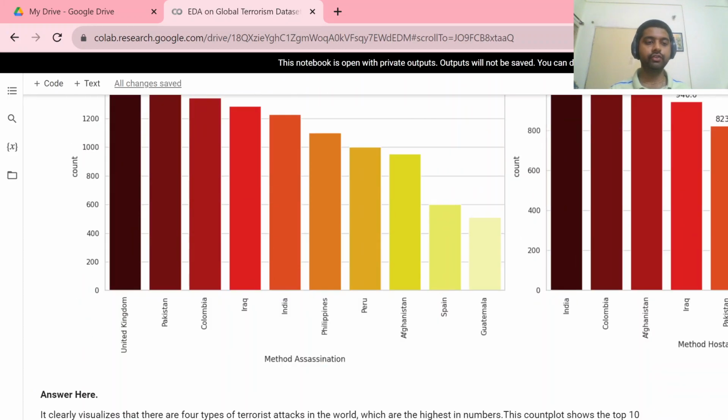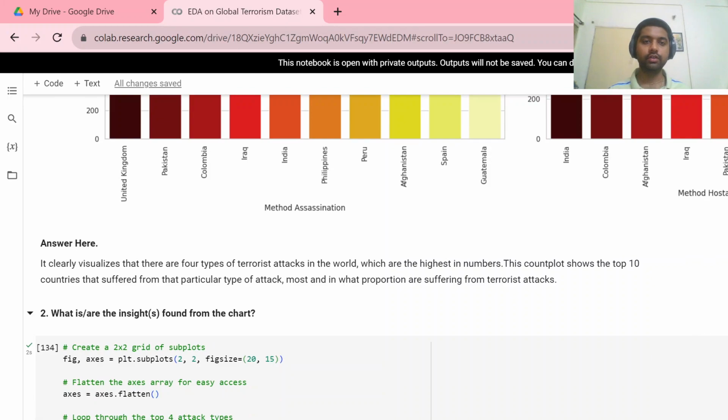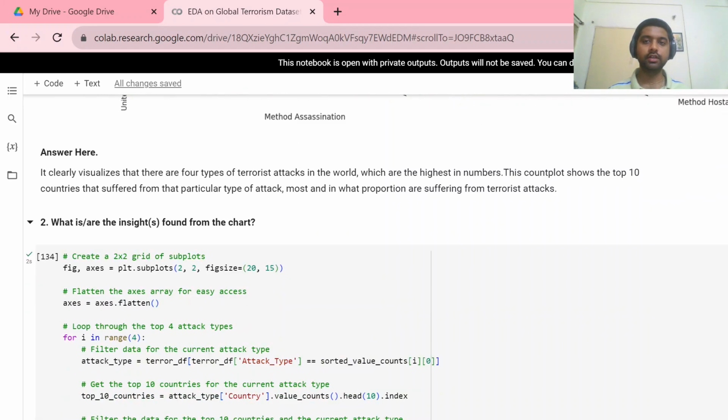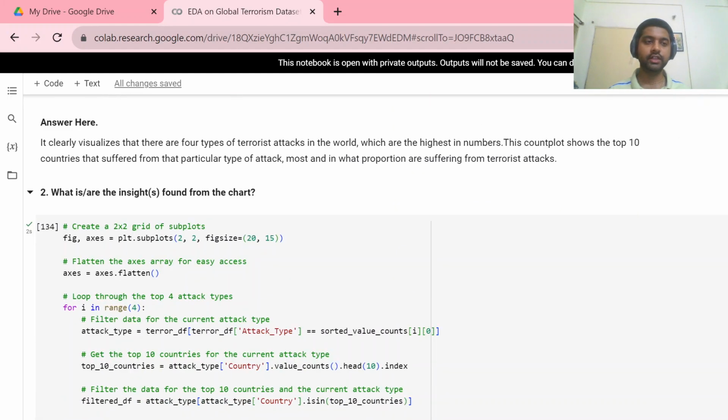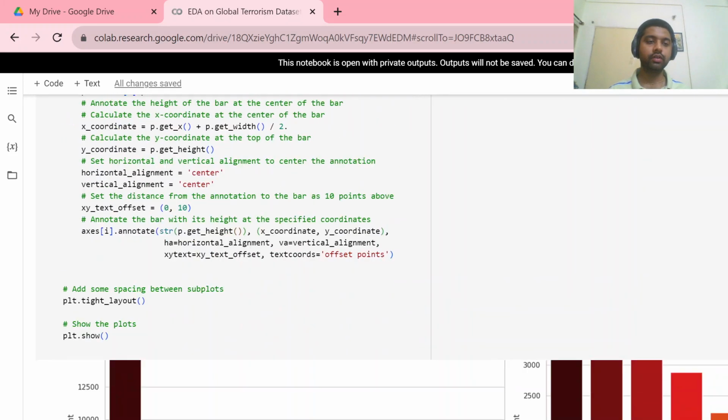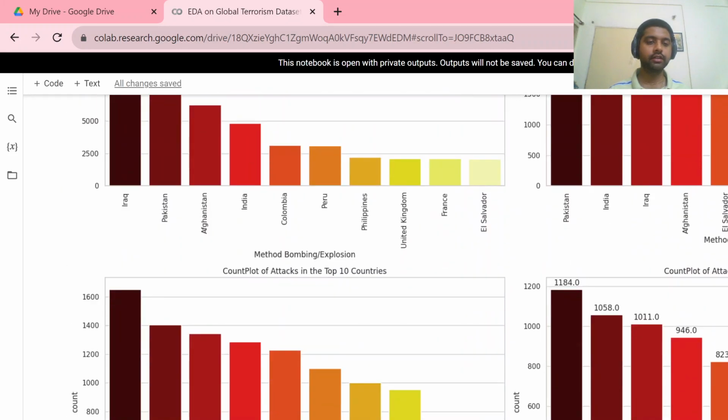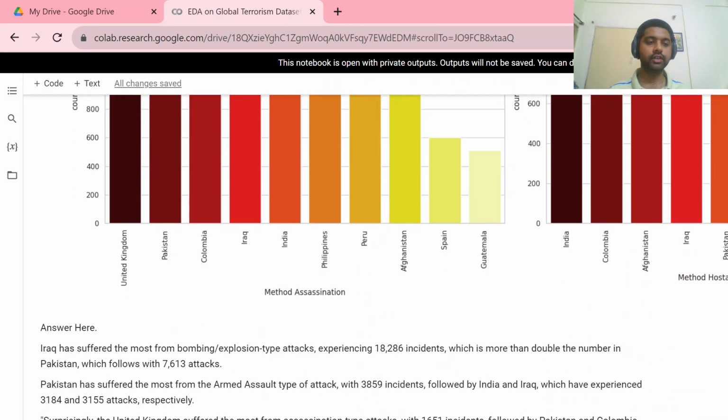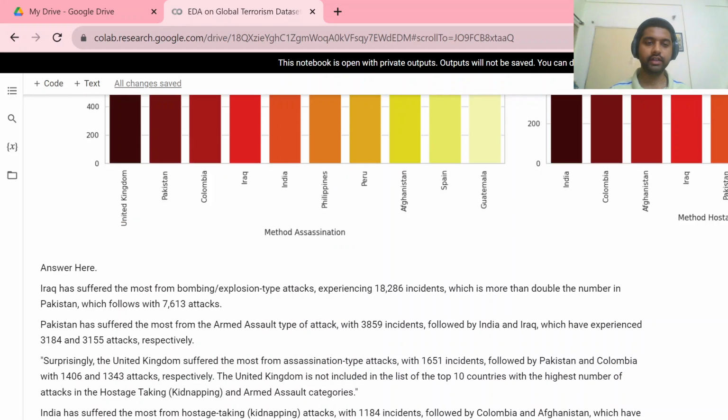So it clearly visualizes four types of terror attacks in the world. It gives us a proper idea of how these terrorist activities are occurring in different parts of the world, and which terrorist attack type they are preferring in different countries. Iraq has suffered the most from bombing, as we can see.